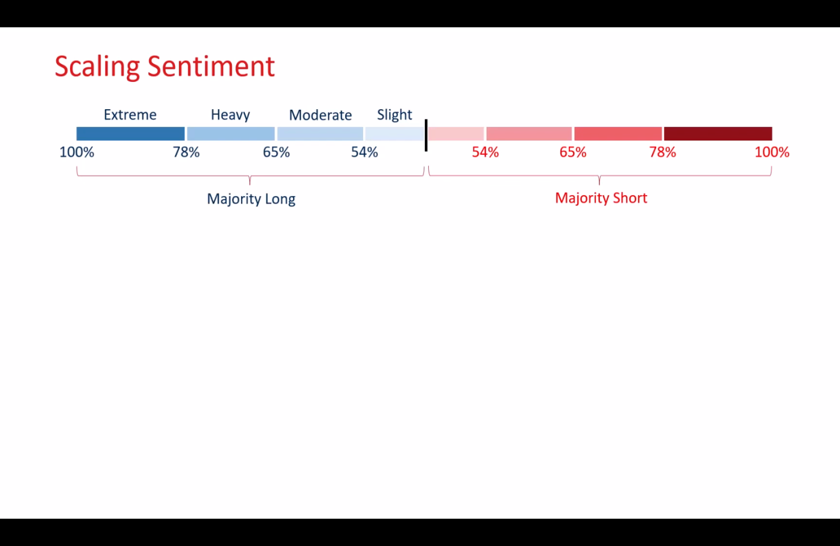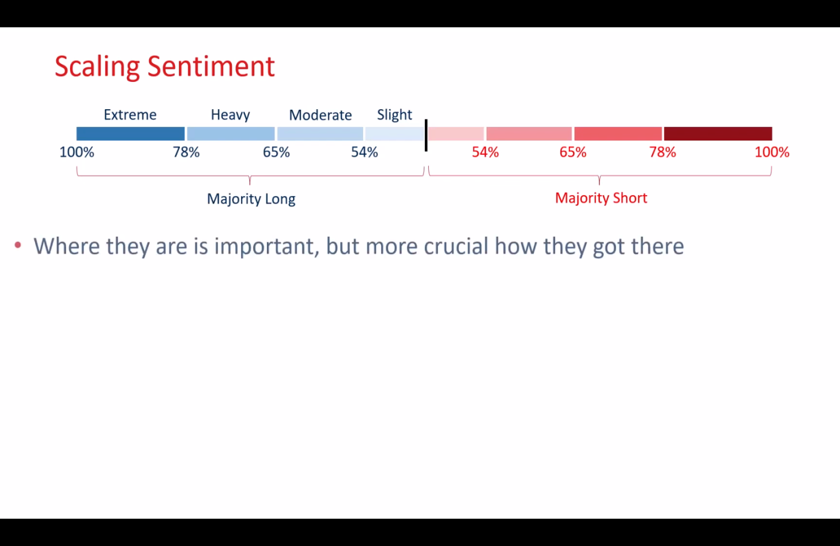A lot of times, you want to break it down into these levels where slight sentiment is between 50 to 54%. 55 to 64, you're in moderate, so moderate buy or moderate sell territory. Heavy is usually 65 to 77, and when it hits the 78 to 100, you're in extreme buy, or if it's on the other side, extreme sell territory.